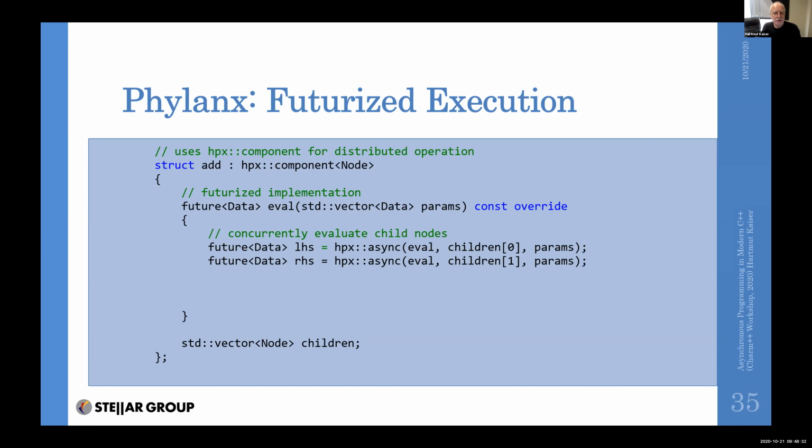So once eval is called, once the add operation is to be evaluated, we launch the evaluation of the left and the right child asynchronously by creating new threads. Those give us a future. And then we use co_await on the left-hand side and on the right-hand side, and return the overall result to the node that has invoked the add operation.